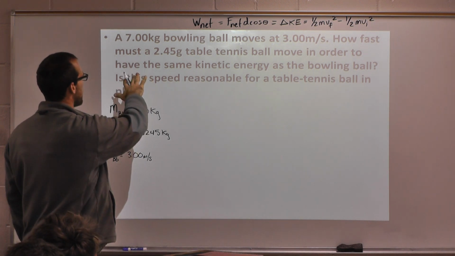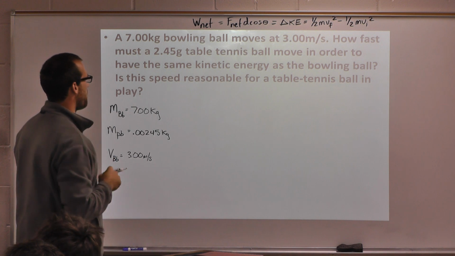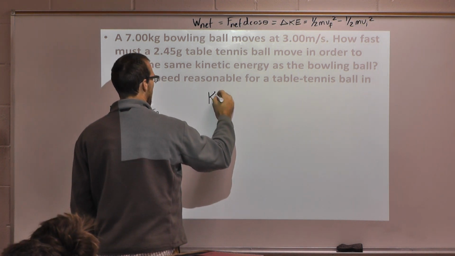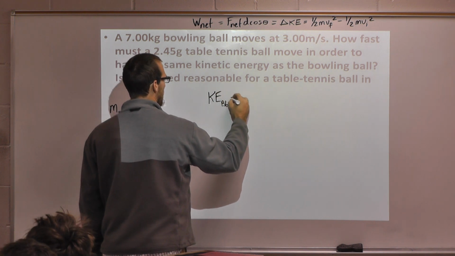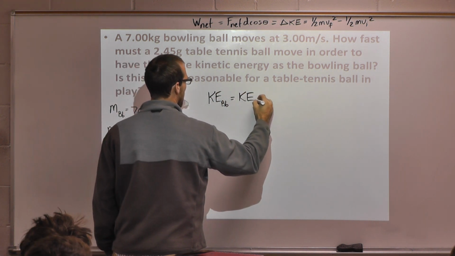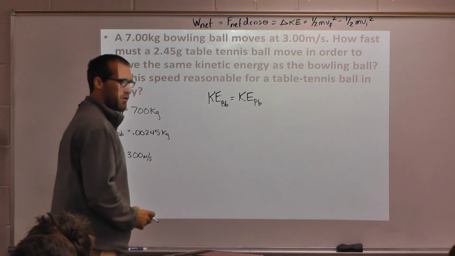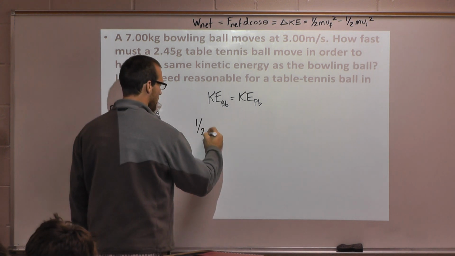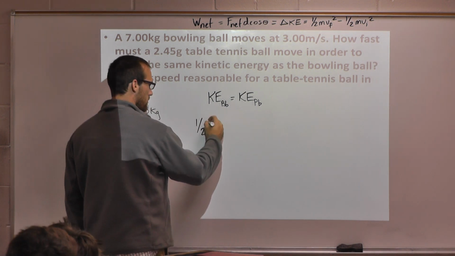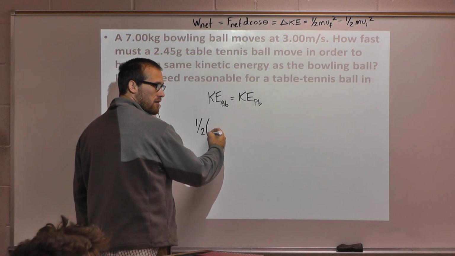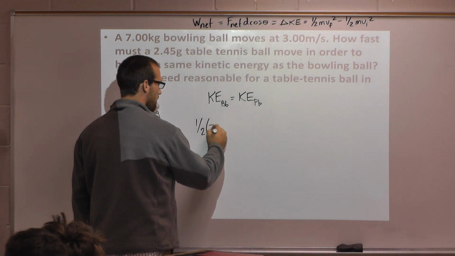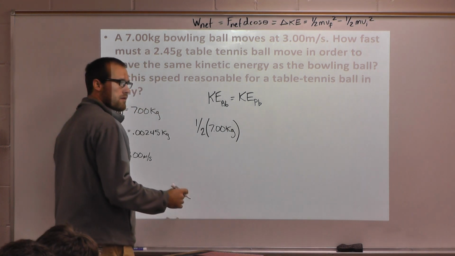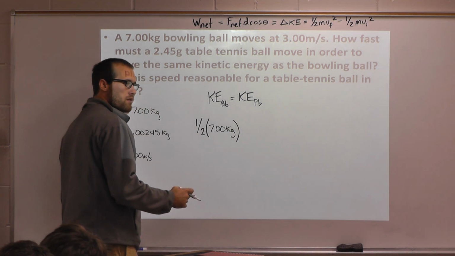Well, what it's saying is, what would the speed have to be for their kinetic energies to be the same? So couldn't I say that the kinetic energy of the bowling ball equals the kinetic energy of the ping pong ball, and then I could just replace that with the variables of each. So 1/2 the mass of the bowling ball, which is 7. Isn't it M1 V1 equals M2 V2?